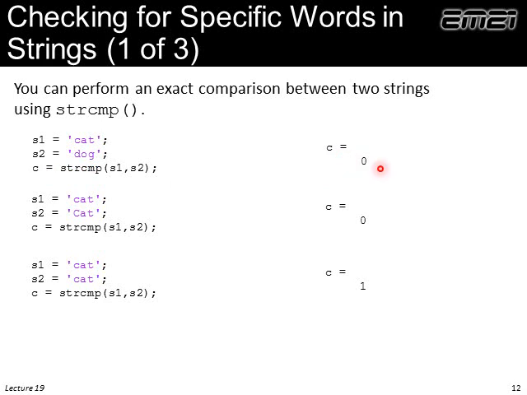Our comparison is false. What if we compared cat and cat, but we capitalize one of the C's? Otherwise it's the same word. Well, if we compare it, it still is not the same. So this is a case-sensitive command. Finally, if our 2 strings are cat, and we compare them, we get a 1. So strcmp compares 2 strings, and it is case-sensitive.